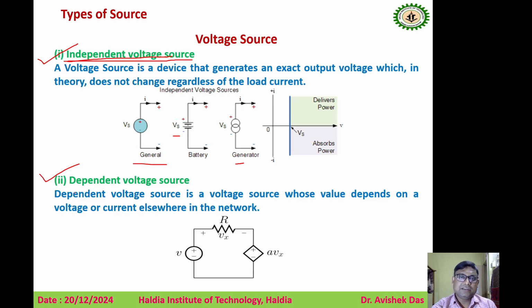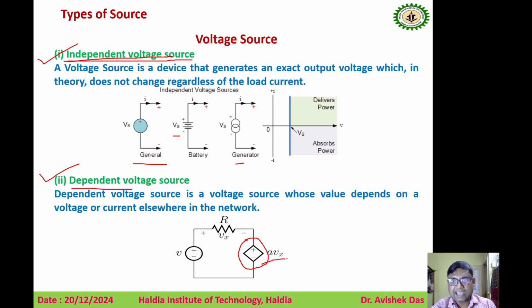And what is the dependent voltage source? A dependent voltage source is a voltage source whose value depends on the voltage or current elsewhere in the network. How do we represent the dependent voltage source? We represent it in this diamond shape. This is the dependent voltage source. You can understand from the name, dependent voltage source means it depends on other circuit elements or other circuit components. So what is the value of the voltage generated from the dependent voltage source?